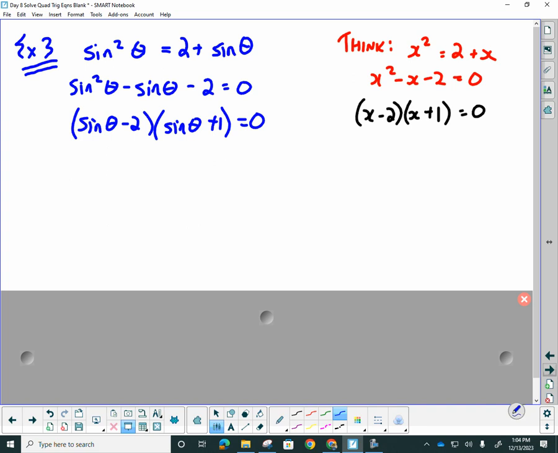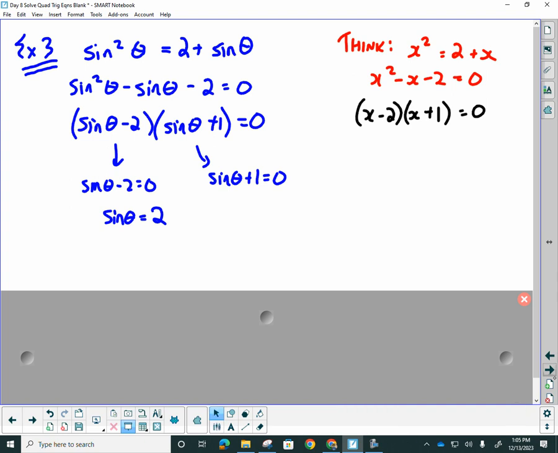So we're going to then, of course, set each of these equal to 0. Sine theta -2 equals 0. Sine theta +1 equals 0. Isolate for sine theta. And I want to know the value of when sine theta is equal to 2. Well, if I stop and think about that, sine theta is just a graph that goes like that, and it never gets to 2. If there was a different amplitude, it might, but there is no time when sine theta equals 2. So this is not possible.